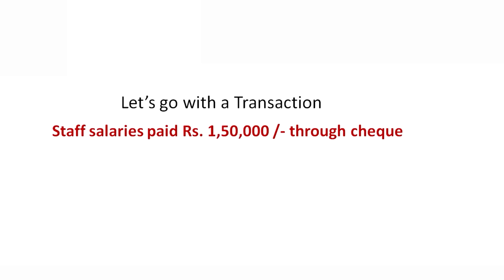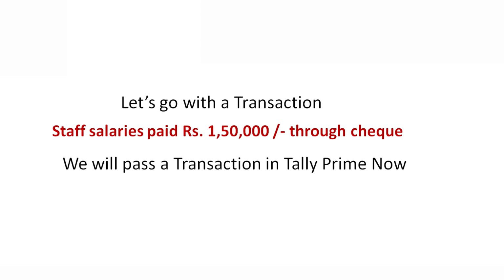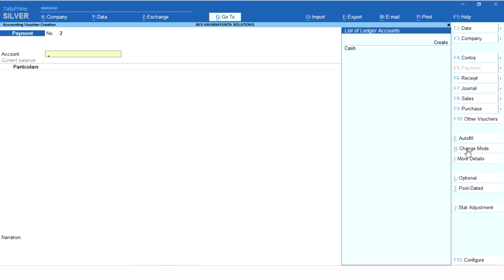Staff salary paid 1,50,000 rupees through cheque. So if you are getting a cheque option in a transaction, which means you are paying through bank account. So we need to create a ledger called staff salary and a bank ledger. So we go to Tally Prime to pass a transaction. So in accounts we have only cash. We'll create a bank ledger. So you can press Alt C as a shortcut key, or you can use the create option here.